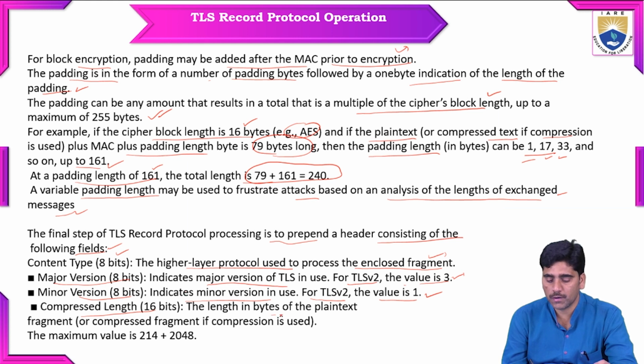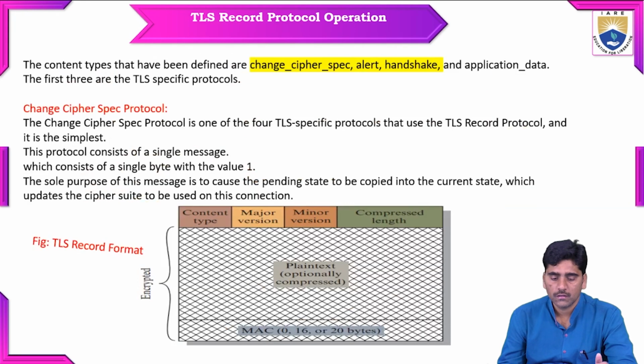And the compressed length, it is 16 bits. It is the length in bytes of the plain text fragment. The maximum value is 2^14 plus 2048. So 2^14 is the number of bytes, and the 2048 is the padding length.